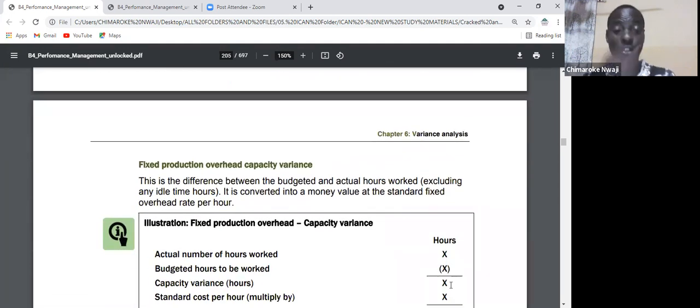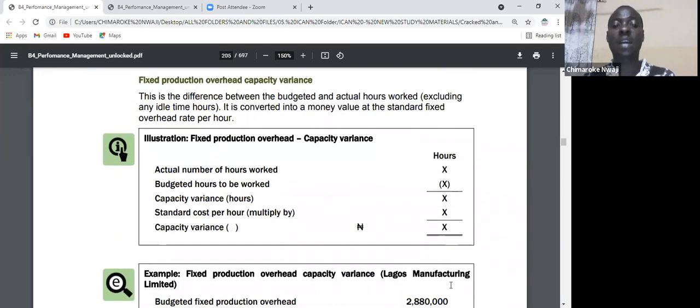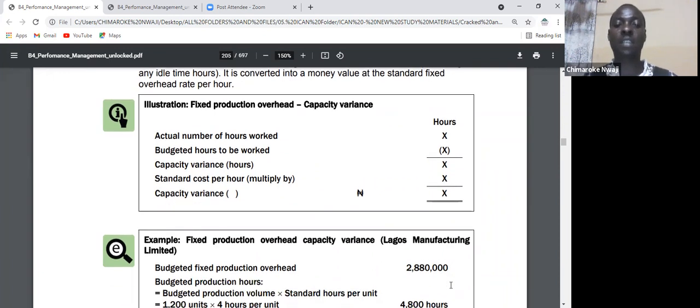Now let's look at the production capacity variance. Capacity variance is the difference between the budgeted and actual hours worked for, excluding any idle time. It is converted into a money value at the standard overhead cost per hour. Now look at the format here. The number of hours worked for, that's the actual number worked for. Then what is the budgeted hours that you're supposed to work? You subtract and you get the difference, which is called the capacity variance. Then you multiply it by the cost per standard hour.